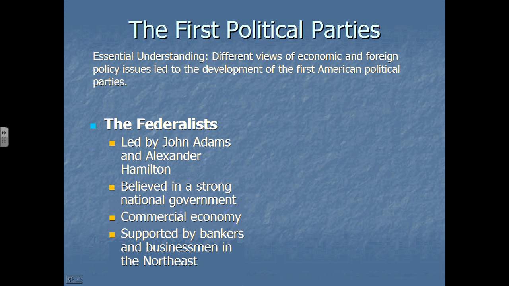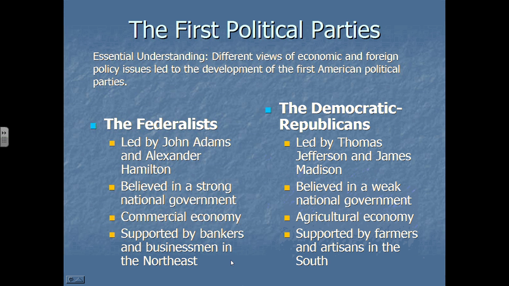We get two political parties. The first one is the Federalists. When you think of these guys, think of our national government, which is also called the federal government. Federalists are led by John Adams and Hamilton. They believe in a strong national government. Like I say, remember the federal government. They also like a commercial economy. They like industry and trade. And they are supported by people who like this stuff, bankers and businessmen in the Northeast.